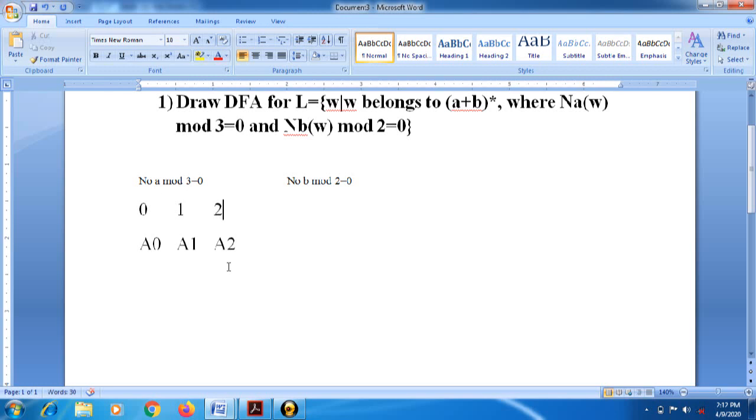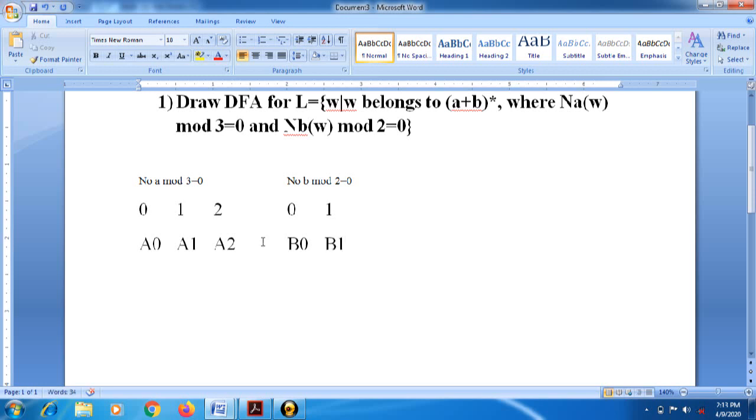The same happens with number of B's mod 2. There are two occurrences. The answer may be 1, the answer may be 0. So whenever the answer is 0, in that case we will consider our state as B0, and when the answer is 1, we will consider the state as B1.